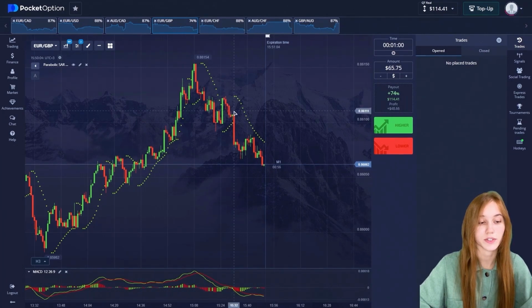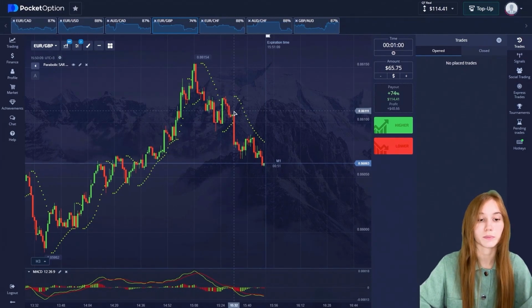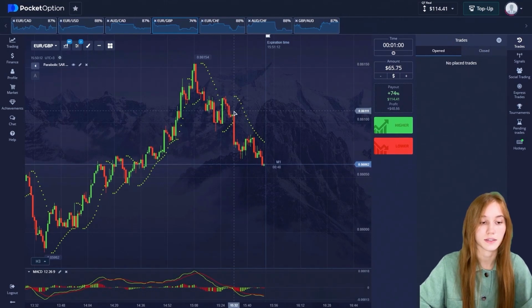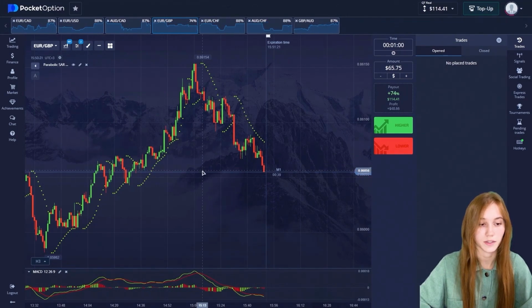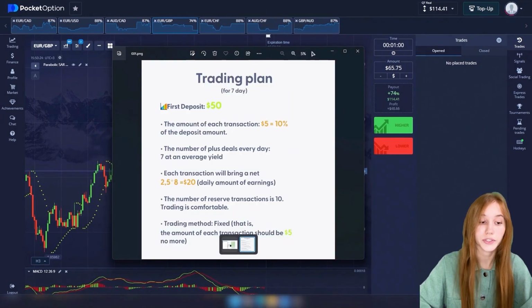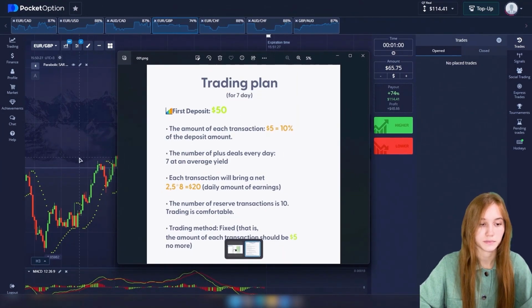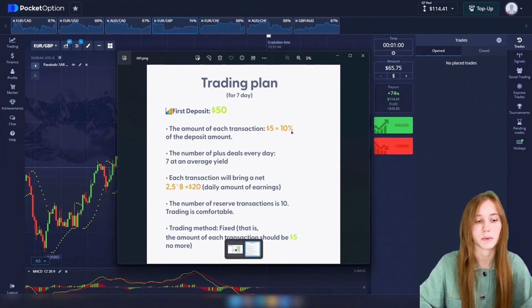Let's summarize it. First, we multiply our balance by 11 times. It's very important to increase our balance. I'll show you this strategy, a small strategy. You see this, it's parameters table for you. It's a plan for 7 days with $50, our starting deposits. The amount of each deal is $5. It's 10% of the total deposit amount.